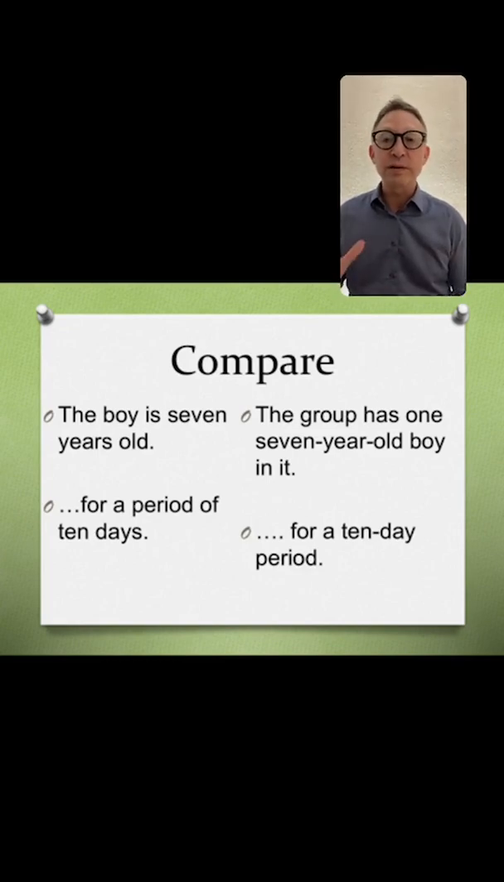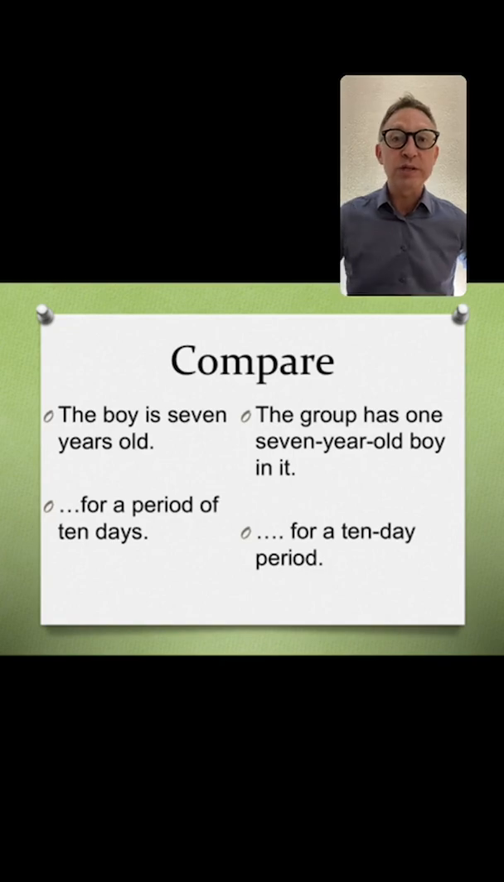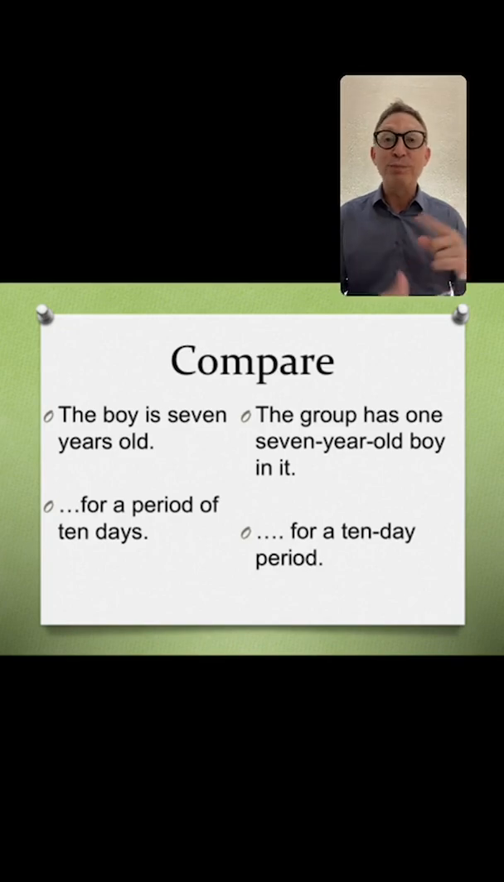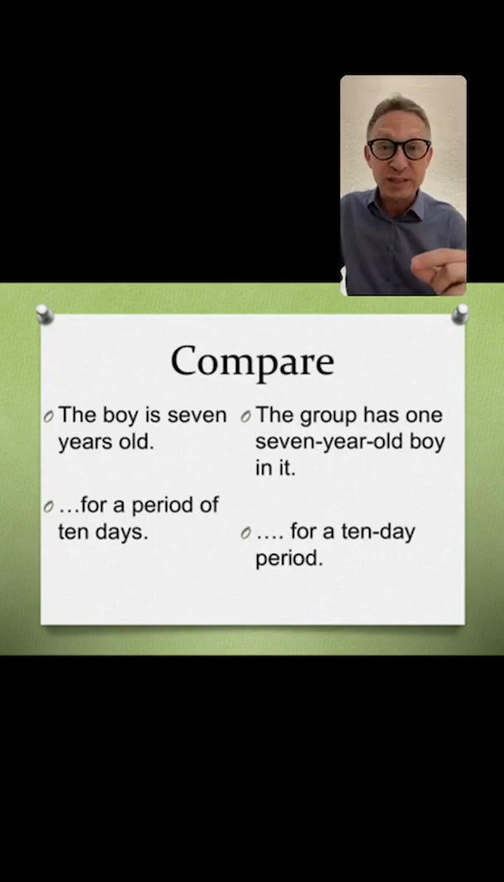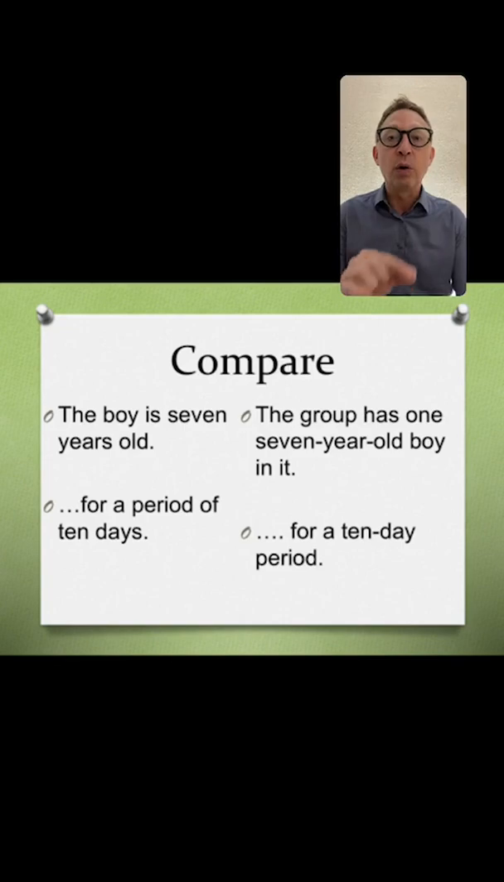That's a normal standard sentence. Look at the next one. Across from it, you can see where 7-year-old is used as an adjective. Watch this. In the role of an adjective before the noun, the group has one 7-year-old boy in it. So 7 years old, if it's by itself and not before a noun, but if it's preceding the noun it's describing, then you have to hyphenate it and show that it's an adjective. The 7-year-old boy.